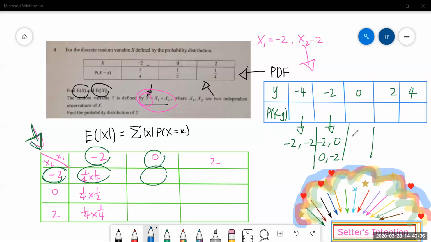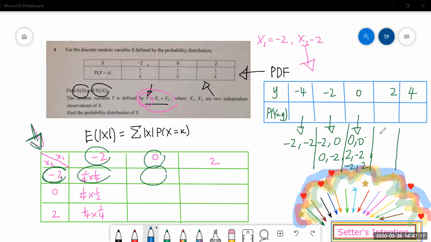To get 0 is only just 0, 0. But it's also 2 and -2. What do you mean? Oh yeah, correct. 2 and -2 or -2 and 2. Oh my god, we have 3 now. You're right. I missed that out. So you have to add up all the probabilities here and then put into this box.